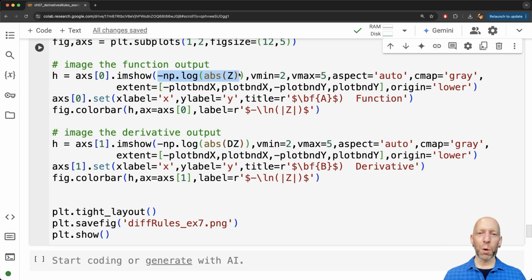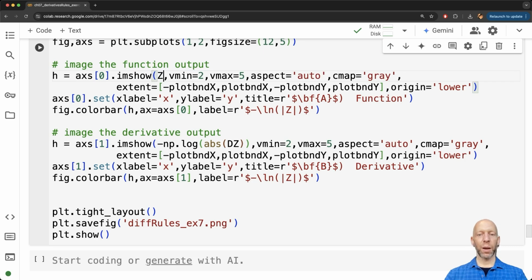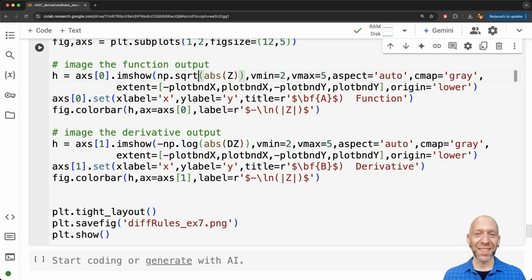As I mentioned a moment ago, I encourage you to try multiple different ways of visualizing this. You can just visualize z. You can try visualizing the absolute value of z. You can try just the log, so plus the log instead of minus the log. You can try, maybe square root is also interesting to look at. Lots of options.